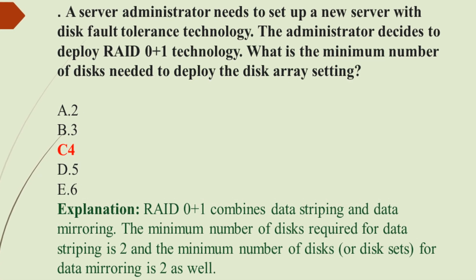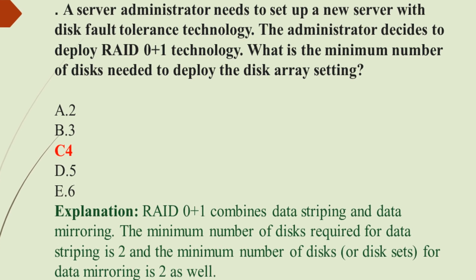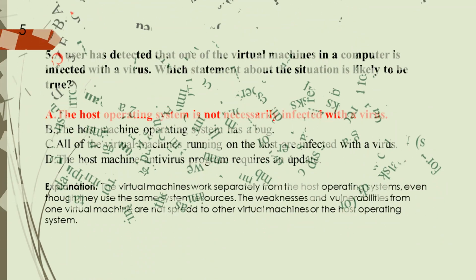Explanation. RAID 0+1 combines data striping and data mirroring. The minimum number of disks required for data striping is 2 and the minimum number of disks, or disk sets, for data mirroring is 2 as well.